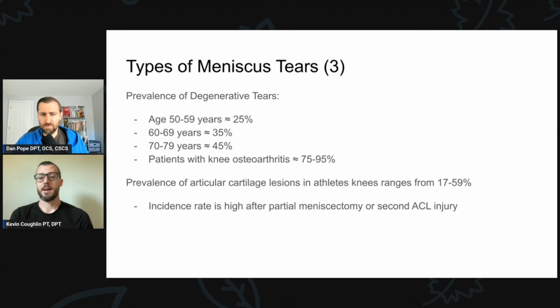The incidence rate is high after a partial meniscectomy or a secondary ACL injury. So, like Dan had just said, we want to keep as much of the meniscus intact as we can. If that means a surgeon goes into a complex tear and repairs some of it, they're going to repair hopefully as much as they can, because the part of the meniscus that we do take out during a meniscectomy can lead to higher rates of degeneration, arthritis, and potentially cartilage damage. So just something to keep in mind.